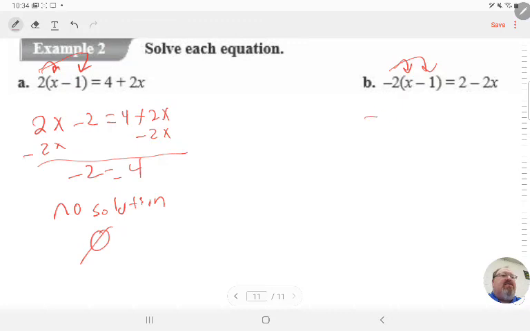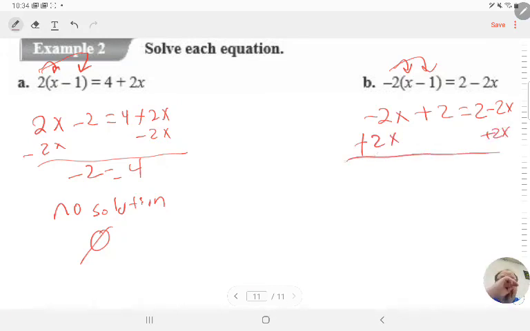Then on this one, we distribute. Negative 2 times x would be negative 2x. Negative 2 times negative 1 would be a positive 2. And that would equal 2 minus 2x. Well, then I'm going to add 2x to both sides. And 2x minus 2x, or negative 2x plus 2x, is 0. So that's going to leave me with 2 equals 2. Well, 2 does equal 2. So this is an identity. Or I could put all real numbers.